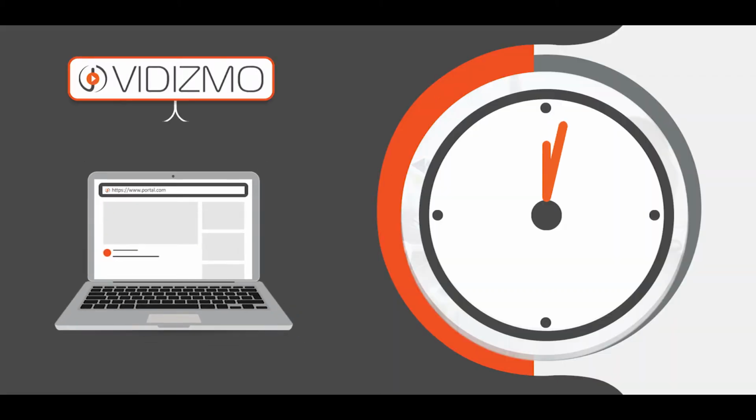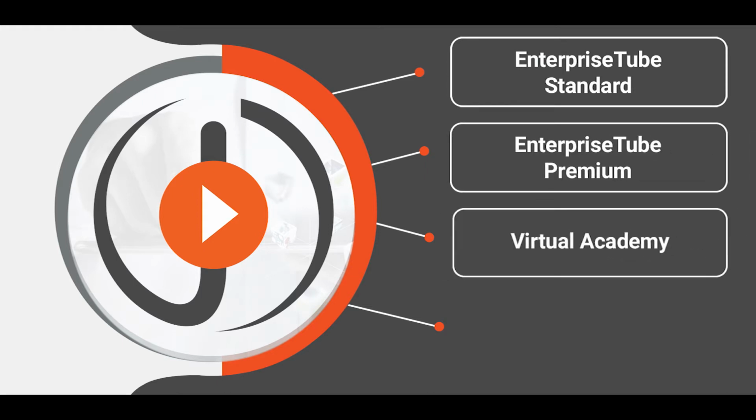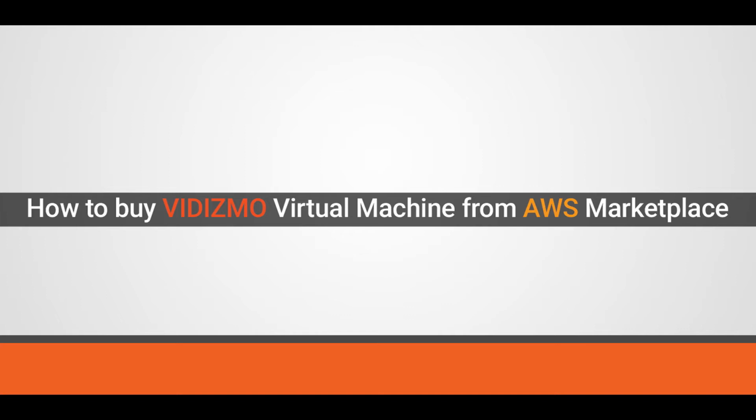Within minutes, you can launch VIDIZMO's products onto your machines, using your pre-existing AWS subscription, which simplifies software licensing and procurement with flexible pricing options and multiple deployment methods. VIDIZMO offers 4 different product packages: Enterprise Tube Standard, Enterprise Tube Premium, Virtual Academy and Digital Evidence Management. Let's take a look at how you can buy VIDIZMO Virtual Machine from AWS Marketplace.